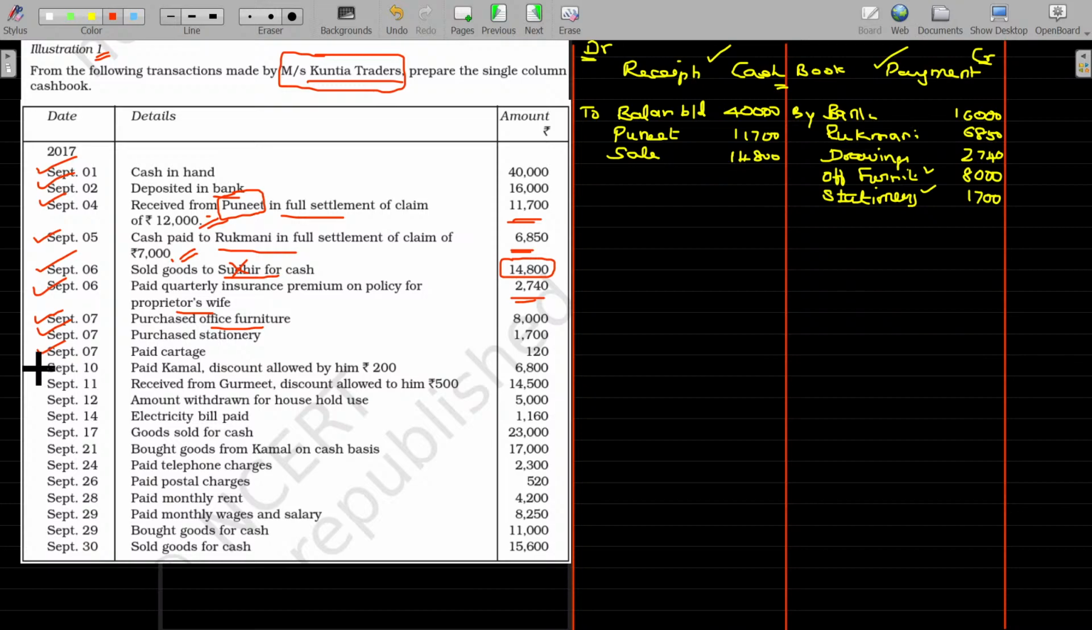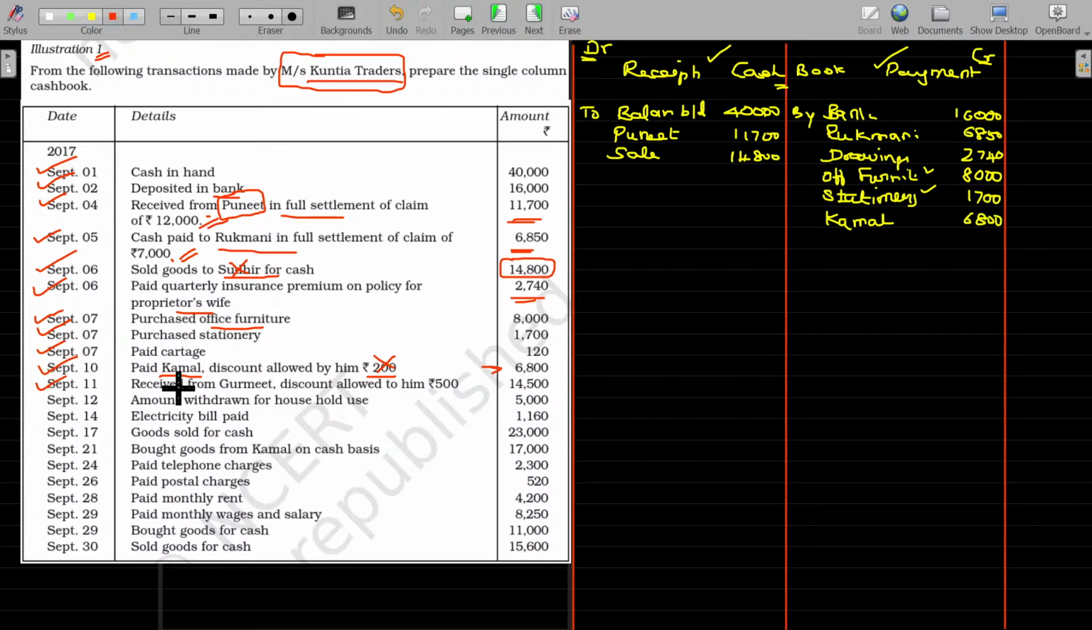And on 10th September, paid Kamal, discount allowed by him 200. We never mind about the discount. The original payment made to Kamal is 6,800 net of the discount. It should be posted in the payment side, by Kamal. The value being 6,800.